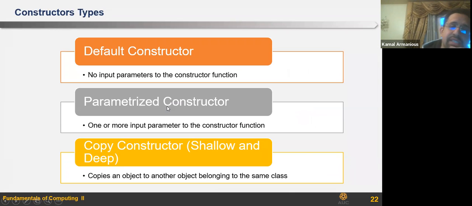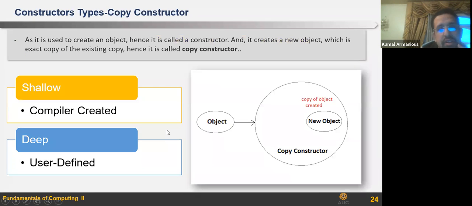What's a copy constructor? A copy constructor is the one that, simply put, makes an exact copy of a certain object. What does that mean?